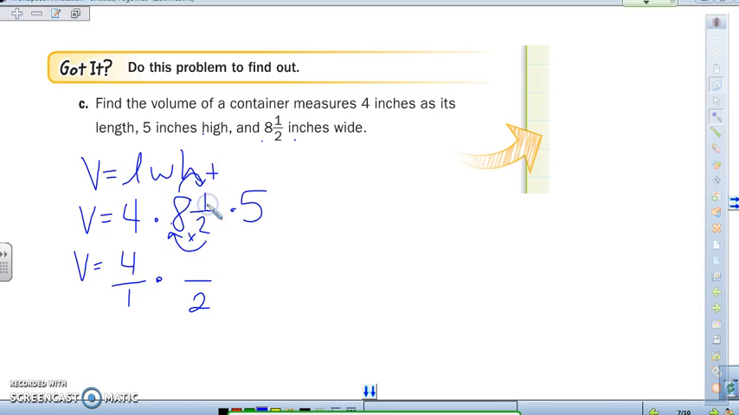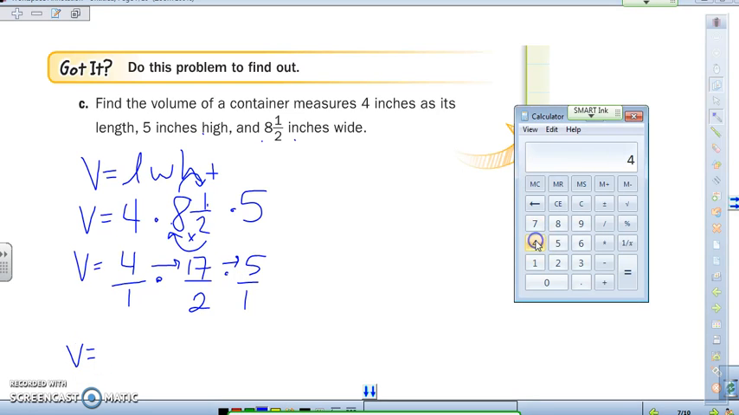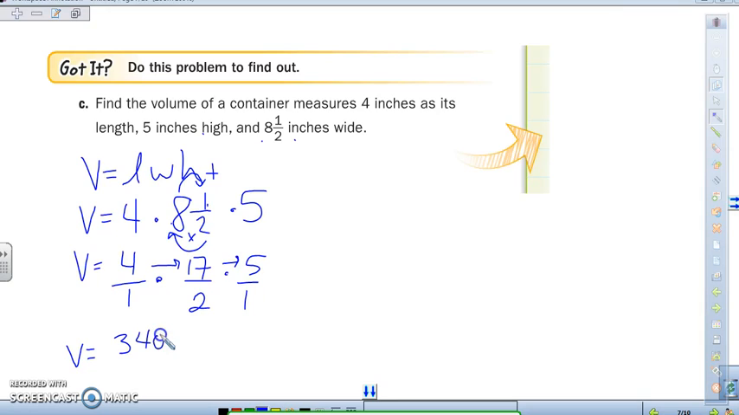16 plus 1 is 17. And 5 gets put over 1. Again, we're going to multiply straight across. So 4 times 17 times 5 gives me 340. 1 times 2 is 2. 2 times 1 is still 2.